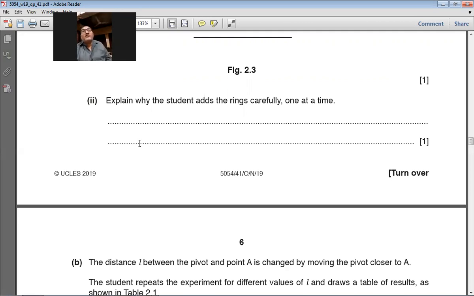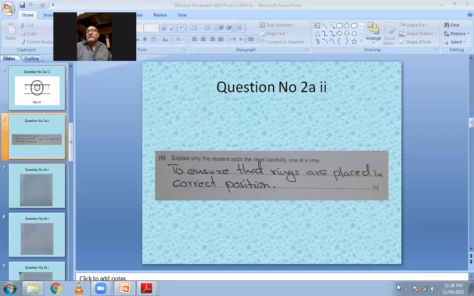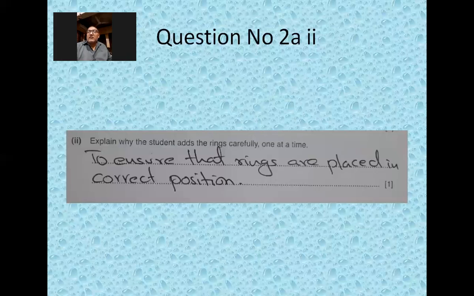The 5 centimeter mark should be at the center of that ring. So that's why they slowly put the rings. Let me show you my answer. Explain why the student adds the rings carefully, one at a time. My answer is to ensure that the rings are placed in the correct position.